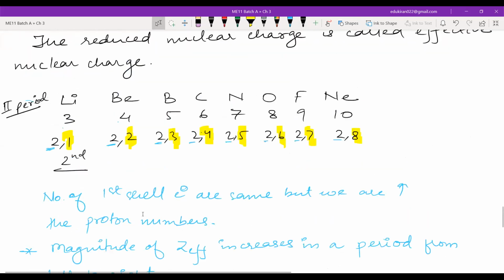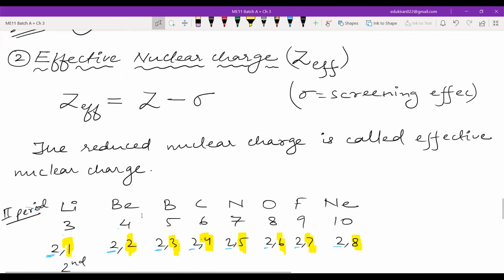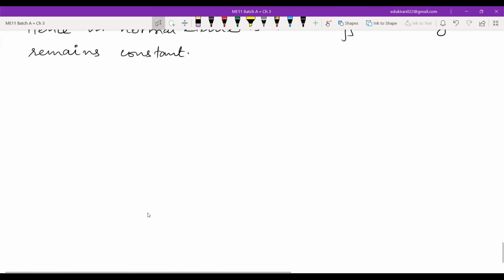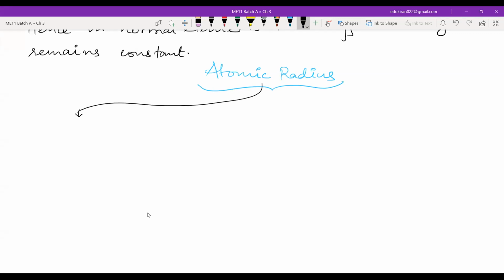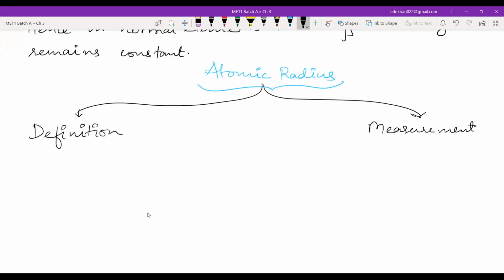So Z effective we have learned. We have learned about this effect. Now comes the main topic, atomic radius. Okay. Now from here starts your NCERT. For atomic radius, you have to remember that there are two parts. There is the definition of atomic radius, and then you also have to learn some methods of measurement of atomic radius. There are two parts: the definition and the measurement.